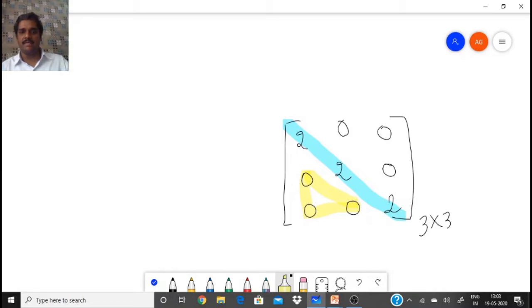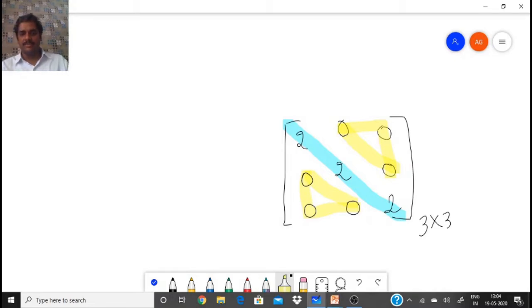And a lower triangular matrix is what? Elements above the diagonal are 0. So if you see this, elements above the diagonal are 0. So this is also an example of a lower triangular matrix.